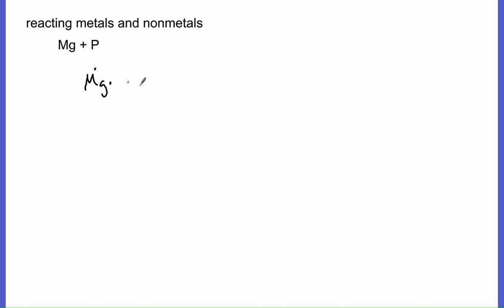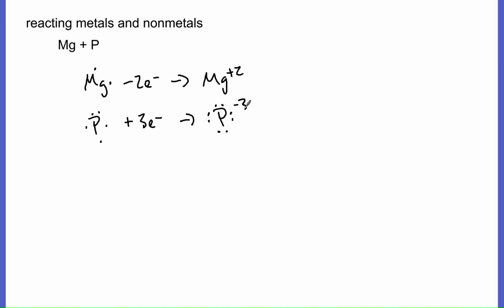Magnesium has these two electrons that need to be lost in order for it to be stable, in order for it to be happy with that +2 charge, right? And phosphorus still needs to gain 3 electrons, just like on that last video, so that it can be happy and be this phosphide ion that has a -3 charge. We'll talk about that name phosphide later.